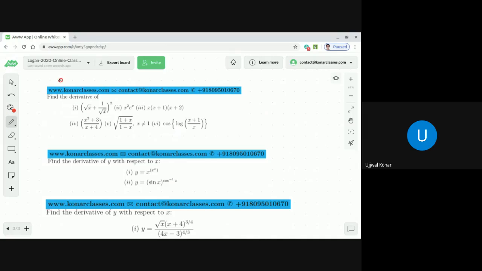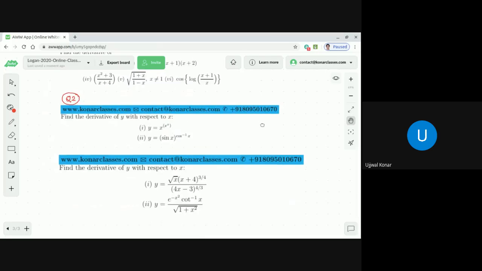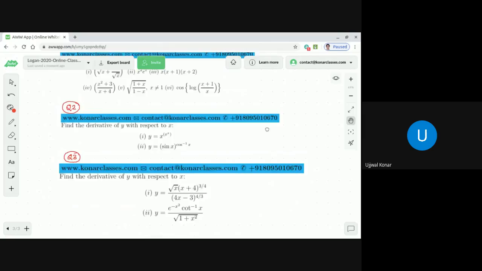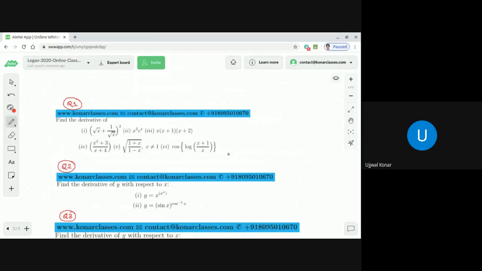So this is question 1. Question 1 has 6 different sub-questions, out of which I have already done the first one today. Question number 2 has 2 sub-questions, and question number 3 has 2 sub-questions. These are the assignments that you need to submit before we start our class tomorrow.